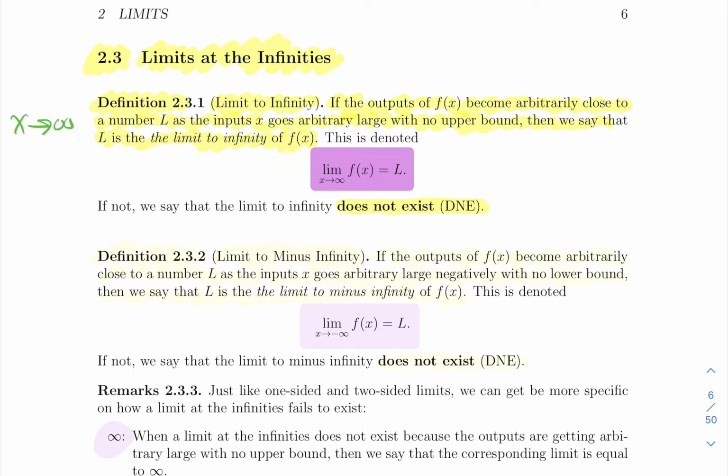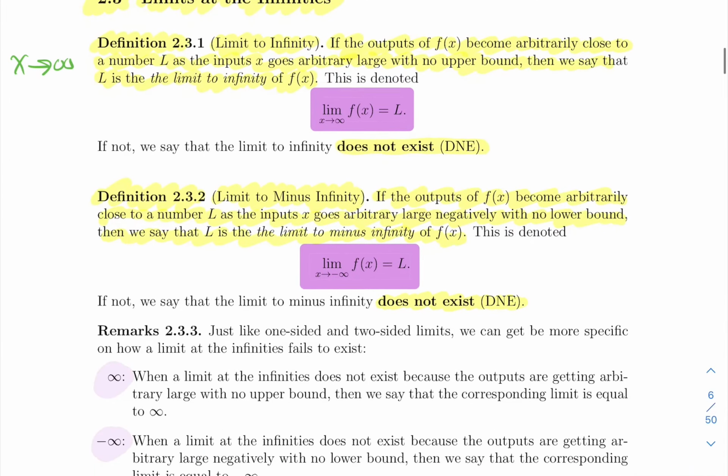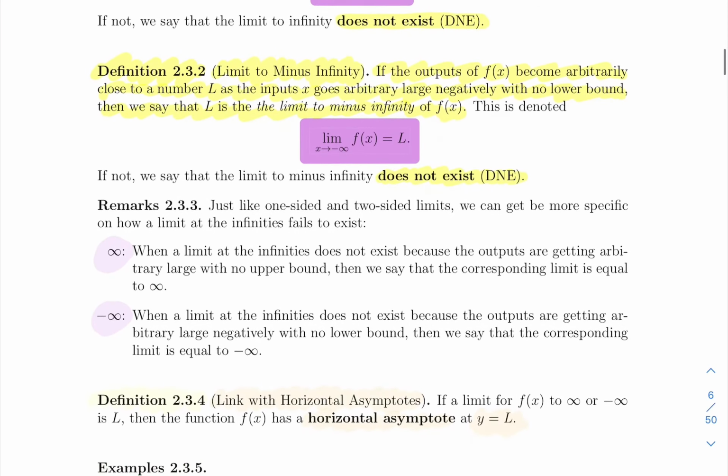What about minus infinity? So on the other extreme. Again, same sort of idea, a lot of words here to really try to seize a fairly simple concept. If the outputs of the function get closer to a number L, as the input gets larger but negatively speaking with no lower bound, then we say that L is the limit to minus infinity. And this is denoted as lim as x arrow to minus infinity is equal to L. And of course, if it doesn't go to a real number, we just say that the limit does not exist.